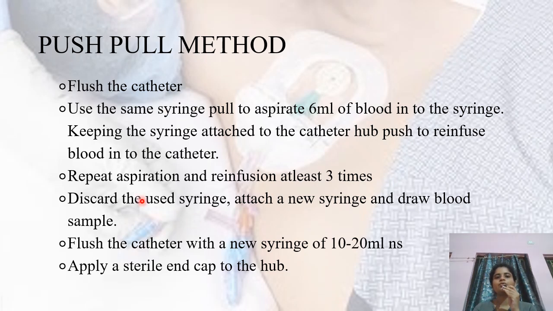So in this case you don't have to discard any blood, and the patient will be prevented from any kind of hemoglobin drop or anemia. Okay, so the push-pull method is better as compared to the discard method. So these are the two methods, discard method and push-pull method, that are used. These references I have taken from Lippincott. So these are the methods which are mentioned there. Any method can be used based upon your hospital protocol.